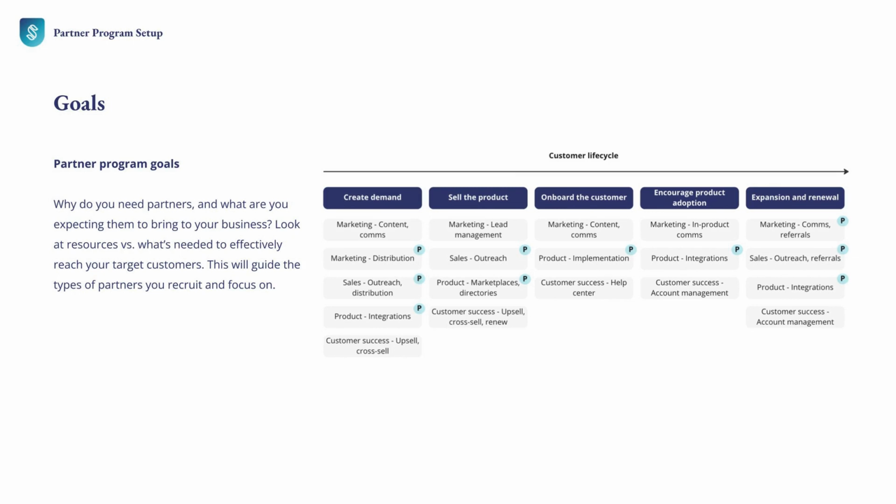So, once you have your customer lifecycle defined and you know where you need partners, it's time to look at your resources versus what's needed to effectively reach your target audience. By knowing what type of partners you need and where you need them in the customer lifecycle, you will be able to recruit partners that can help you reach your goals.